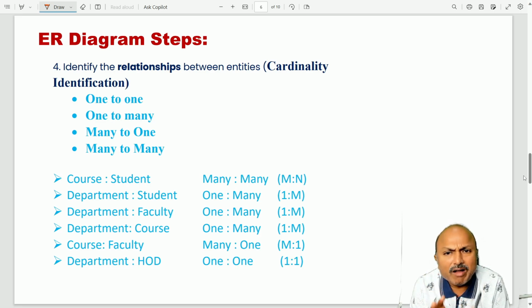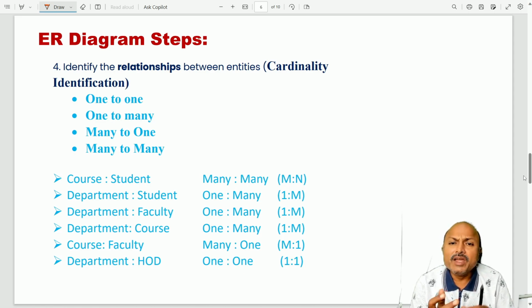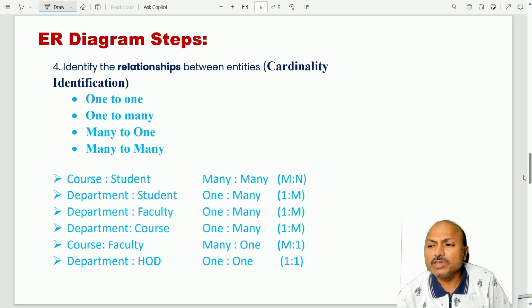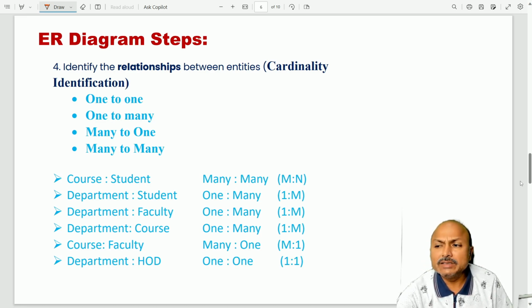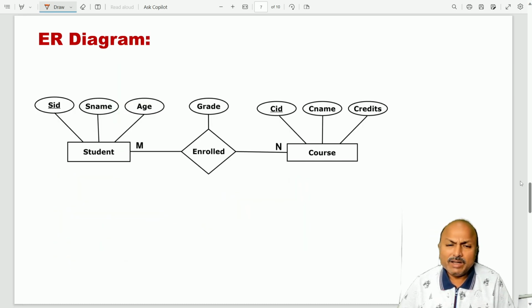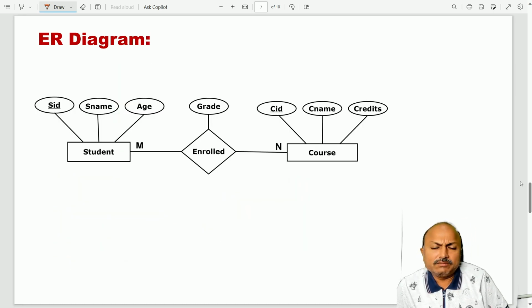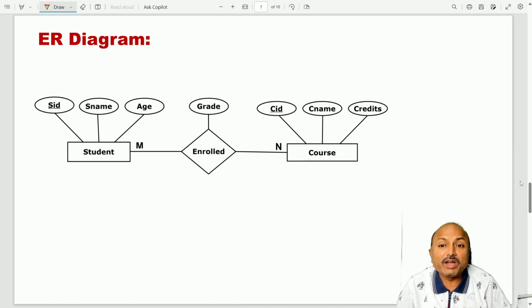I think you have all this information right now. These 4 steps, what are those 4 steps? Again I will repeat: identifying the entities, identifying the attributes for each entity, identifying the prime attribute, and identifying the relationships. Then we are going to see how to draw an ER diagram for this particular example. Let us consider first only 2 entities, because when you consider all 4, we will be in confused mode.